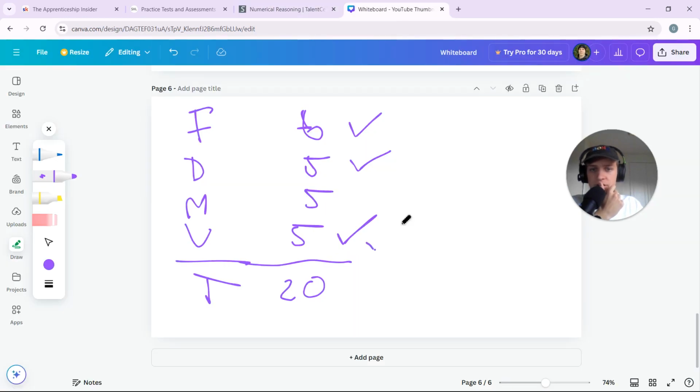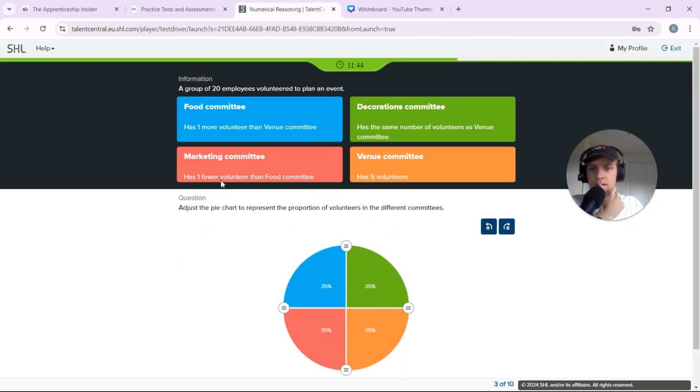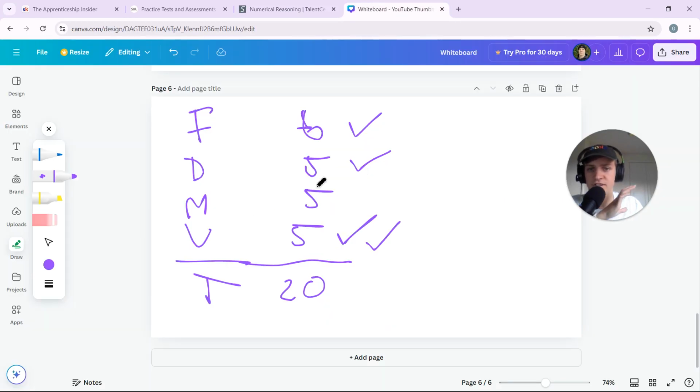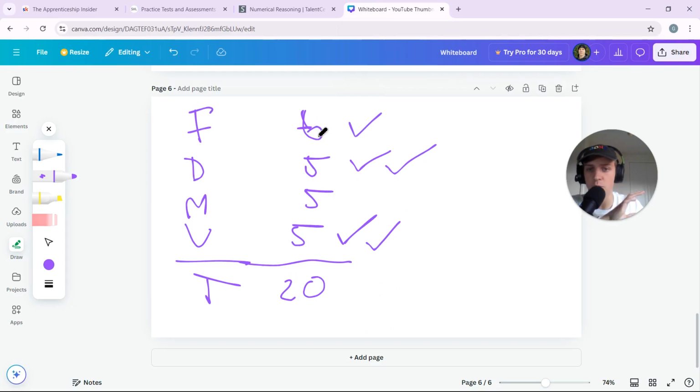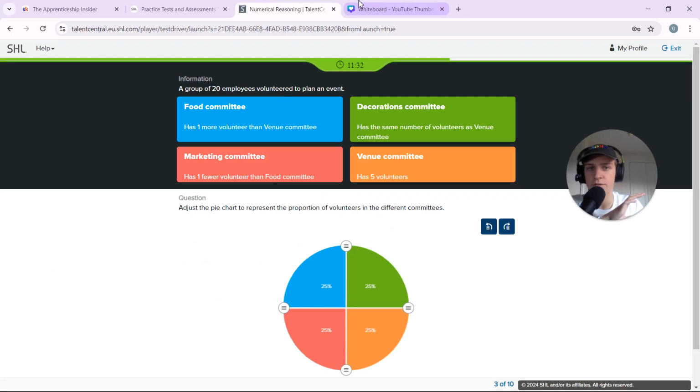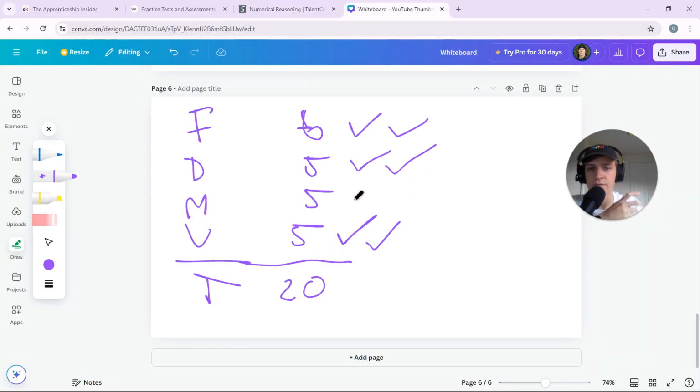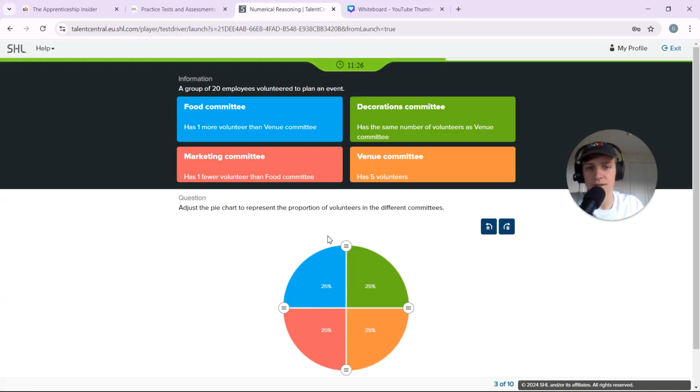Venue has 5. That's 100%, right? Decorations has the same number as venue, so decorations has to be 5. That's 100%. Food has 1 more than venue, so food has 1 more than 5, which is 6. And then marketing has 1 fewer than food, so 1 fewer than 6, which is 5. Yeah, so their question is wrong, essentially, because this is adding up to 21 and doesn't make sense.